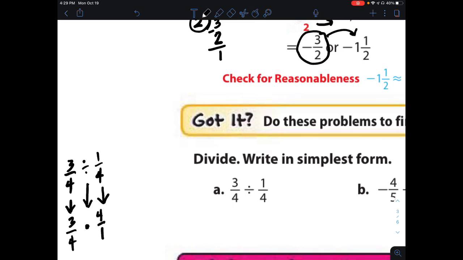So now I can cross cancel. The 4 cancels out, and this becomes 3/1, or simply 3. So 3/4 divided by 1/4 is the same as 3.